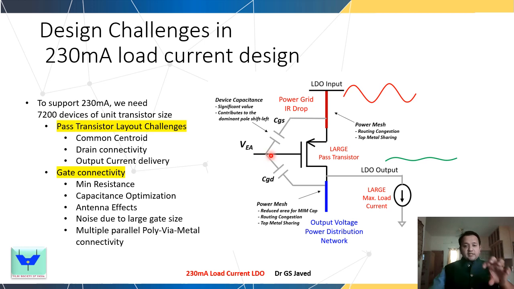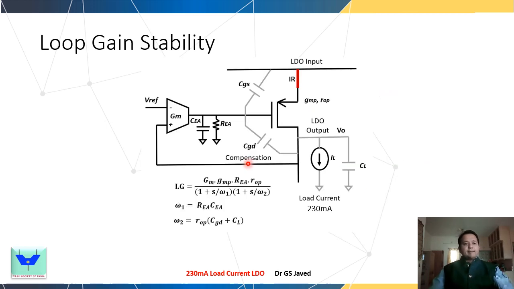There is going to be noise at the gate because there is a large gate size. Gate resistance is also there, so the noise contribution will be there. And you have to understand that a lot of poly via metal stacks will be available in the gate size. Since you have 7,200 devices, they need to be connected to the metal. The gate to metal connectivity will be there. So these are some of the important design challenges, and we will address them at the end of this talk. You will see the summary of all the problems being addressed with this.